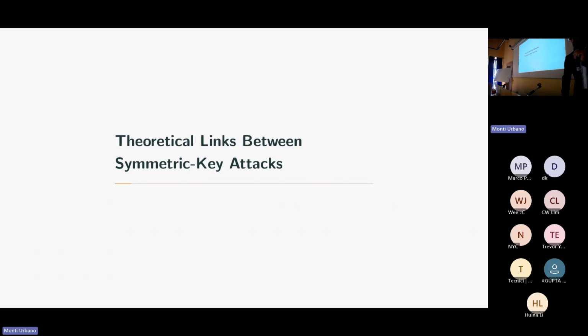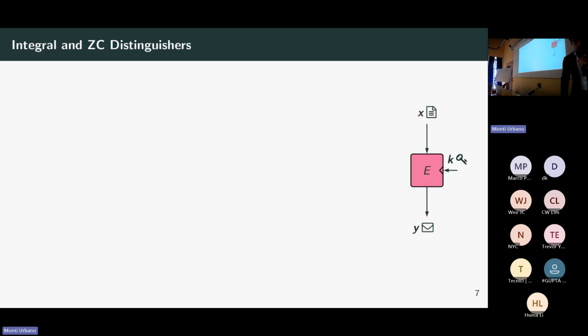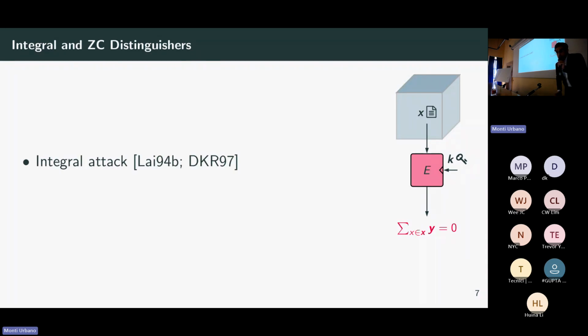So I want to first look at some theoretical links between the attacks in the first part of my talk and show you how these theoretical links can help us to efficiently find attacks. I want to start with integral attack, which is typically the most efficient attack in terms of distinguisher. I would say the most powerful attack in terms of distinguisher is integral attack so far. But when it comes to key recovery, it's not always the most powerful one. I will tell you why.